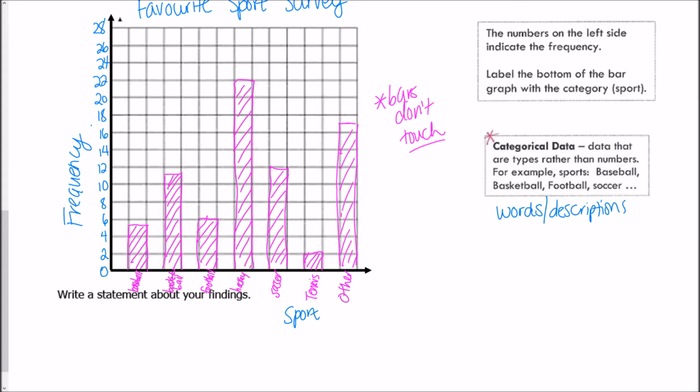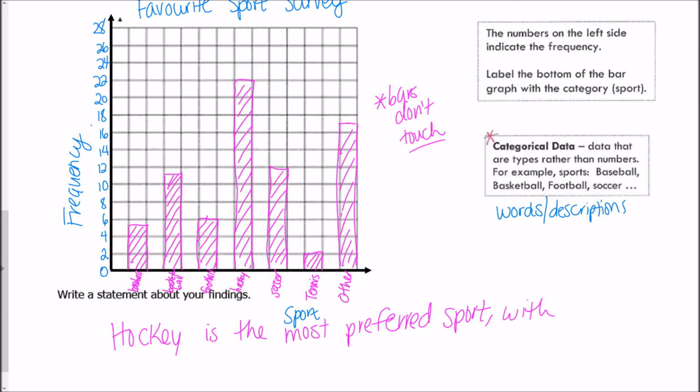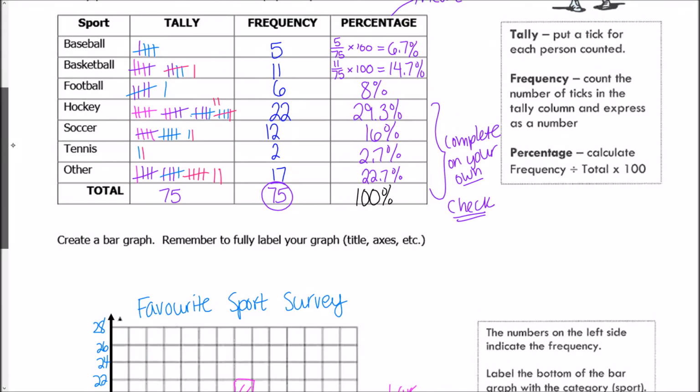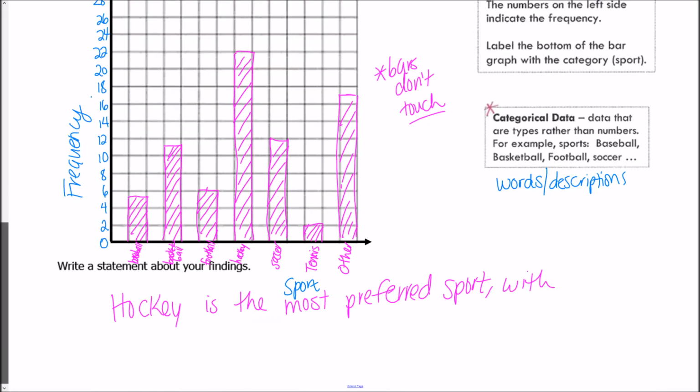Remember, our bars do not touch in a bar graph. So write a statement about your findings. We can say that hockey is the most preferable sport. Hockey is the most preferred sport with, let's see what percentage of people chose hockey. 29.3% of students choosing hockey.